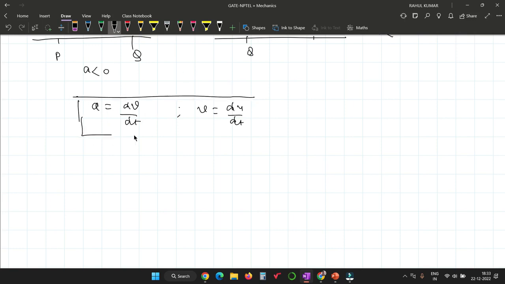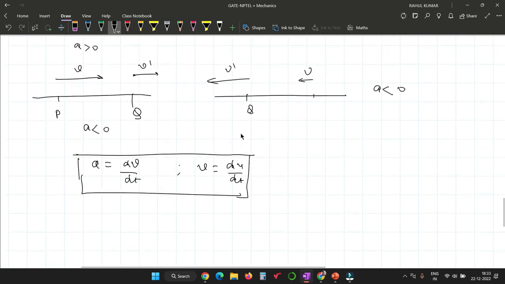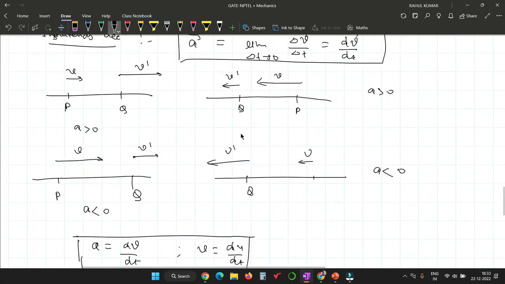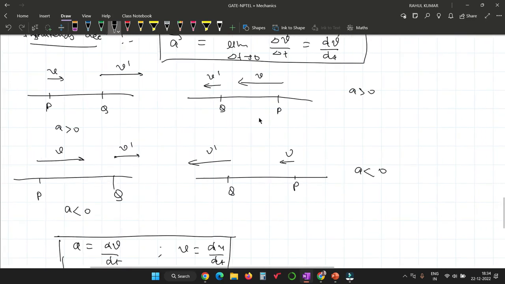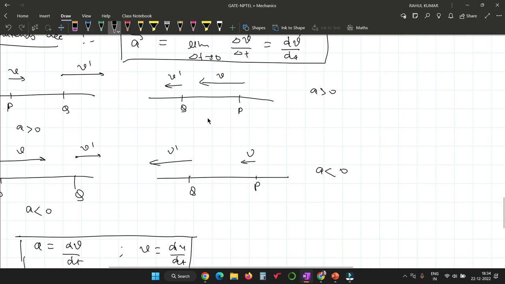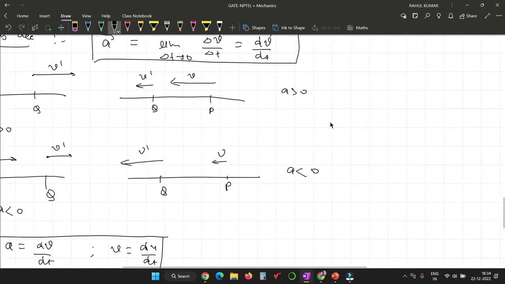Sir, in case of motion from right to left, it is exactly opposite, sir. Right to left? No, actually Q is the final position and P is the initial position. Yes, sir, but the velocity is decreasing in the second case. You are talking about that? Yes, the velocity is decreasing from P to Q, but the problem is the direction is reversed.